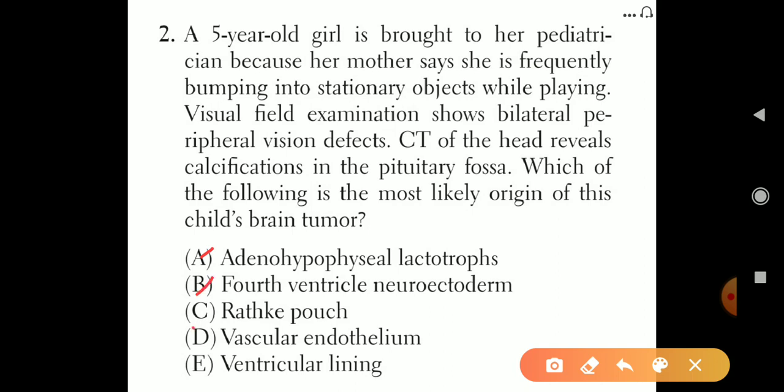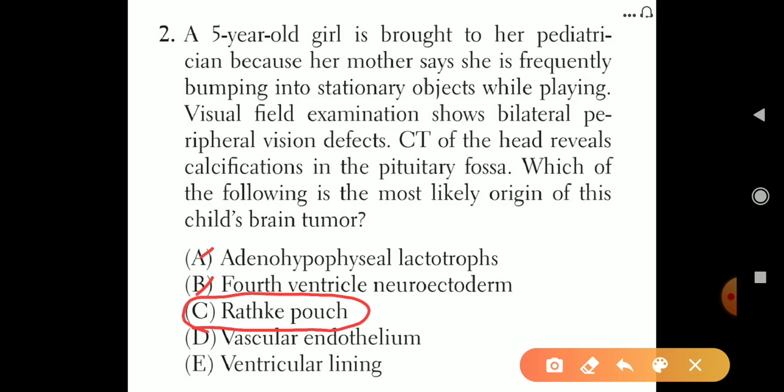So Rathke's pouch, we can say, is the answer, because it is the pouch formed during embryological development in the upper roof of the oral cavity, and then it goes on to form the anterior pituitary lobe, and a tumor of this embryological pouch leads to compression of the optic chiasma. What about the vascular endothelium? Vascular endothelium tumors are more common in the cerebellum and the spinal cord, causing cerebellar defects, for example loss of balance and cerebellar ataxia.